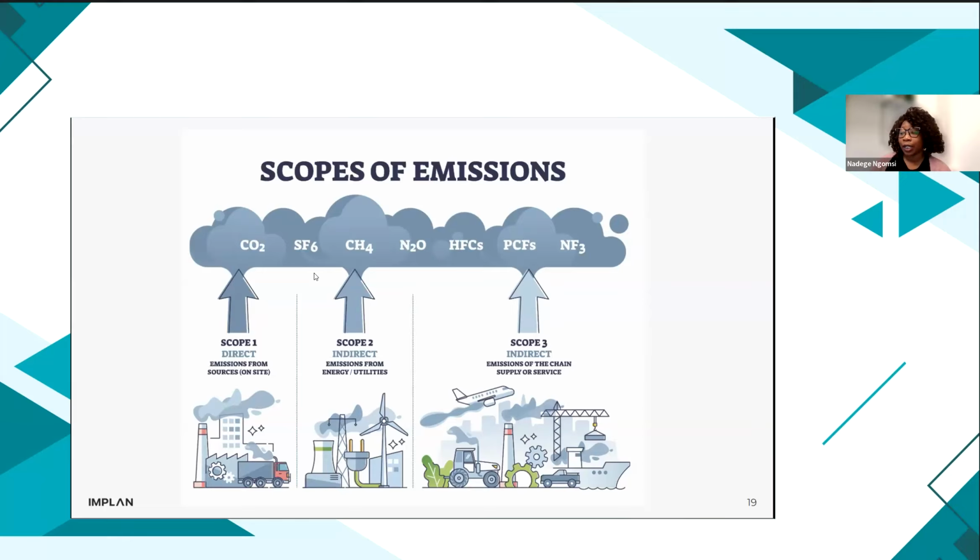Scope 2, on the other hand, is the indirect pollution. This is caused by the energy companies, the energy utility companies that are going to utilize Emily's project. That is the scope 2.